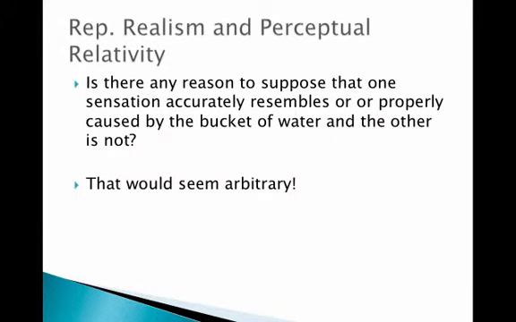How are we to explain this? Well, is there any reason to suppose that one sensation accurately resembles the temperature of the water while another sensation does not? It's like your left hand's accurate, your right hand's not. That just seems arbitrary, though. There's no principled way to distinguish between what would be the accurate sensation and what would not.